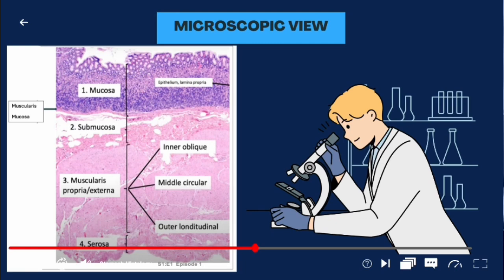Again, we have the first layer, which is mucosa. We have the muscularis mucosa, the second layer, which is the submucosa, the third layer, muscularis propria or externa, that consists of inner oblique, middle circular, and outer longitudinal, and the last layer called serosa.